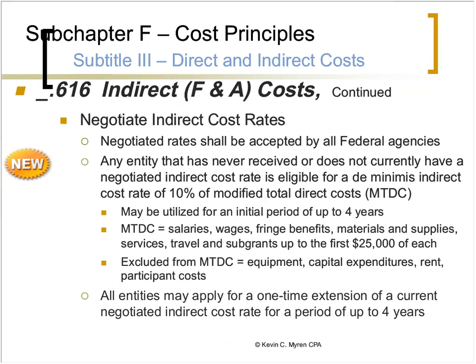In paragraph 616, they also describe in more detail this new de minimis indirect cost rate. It is going to be 10% of your modified total direct costs. And modified total direct costs are defined as salaries, wages, fringe benefits, materials and supplies, services, travel, and subgrants up to the first $25,000 of each. Excluded from this is equipment, capital expenditures, rent, and participant costs.